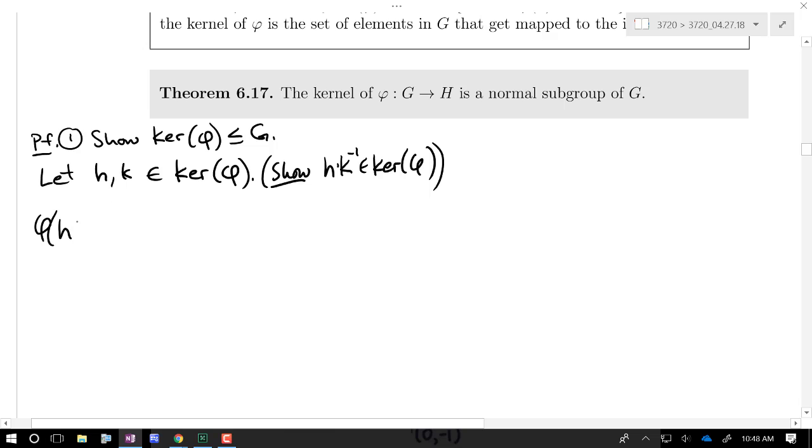So let's look at phi of HK inverse. We're hoping to show that that is equal to 1 in H. Phi is a homomorphism, though. That means that we can split this up, that this has to be the same as phi of H times phi of K inverse. And again, because it's a homomorphism, phi of K inverse is the inverse of phi of K.